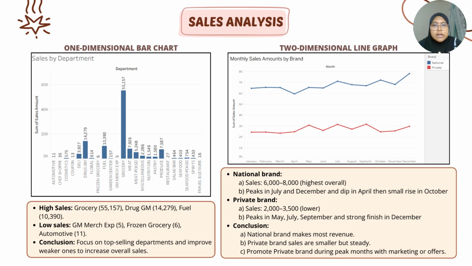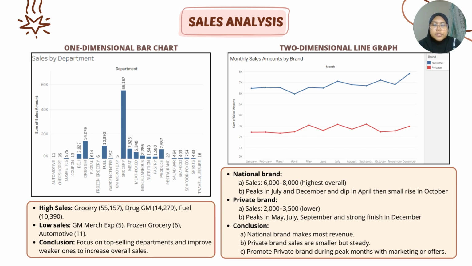On the left, the bar chart shows sales by department. Grocery, GM, and Full have the highest sales, while GM Merch, Frozen Grocery, and Automotive have very low sales. This suggests the organization should focus on top-selling departments and improve weaker ones to use resources better and boost profitability.